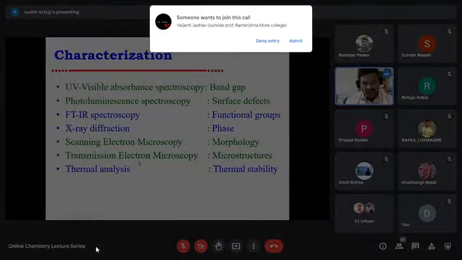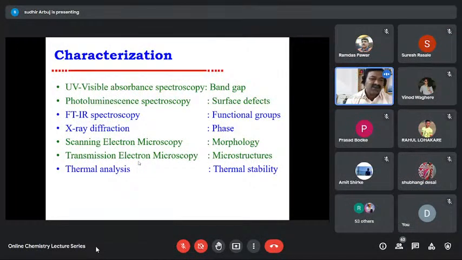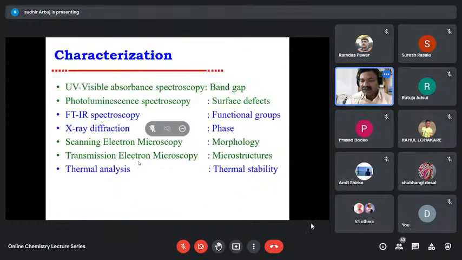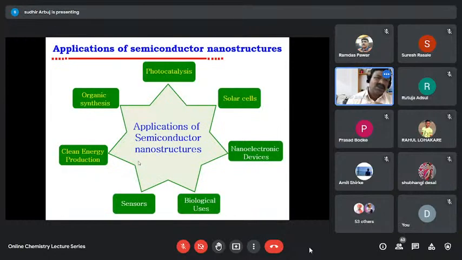Scanning electron microscopy is used to see the surface morphology of our prepared material, whether it is a one-dimensional rod-like structure, a three-dimensional, or a hierarchical structure. Transmission electron microscopy is used for microstructure analysis of the prepared material. And thermal analysis like thermogravimetric analysis can be used to study the thermal stability of our prepared material. That means before doing its reaction or application, we can identify up to what temperature our material is stable in that environment. So now we have seen its synthesis and the characterization techniques. Now we will see various applications of the prepared semiconductor nanostructures.